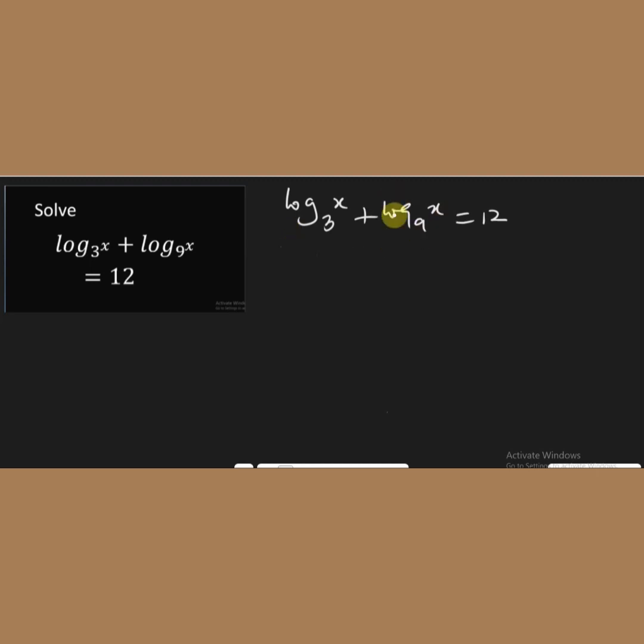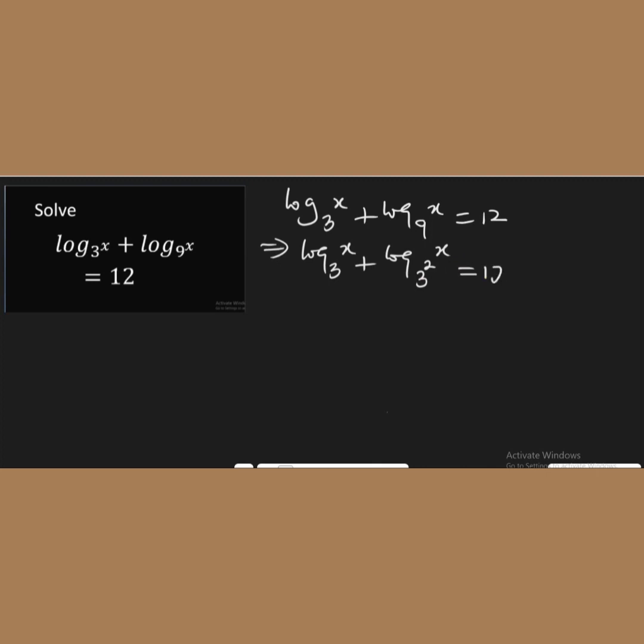So now I'm going to consider this log 9 raised to the power of x. What I want to do here is to make log 9 raised to the power of x to be of the same base as log 3 raised to the power of x. That is the first step. So I'm going to write this like this: log 3 raised to the power of x plus log, 3 raised to the power of 2 in mathematics is 9. 3 raised to the power of 2 is 9. 3 times 3 is 9.